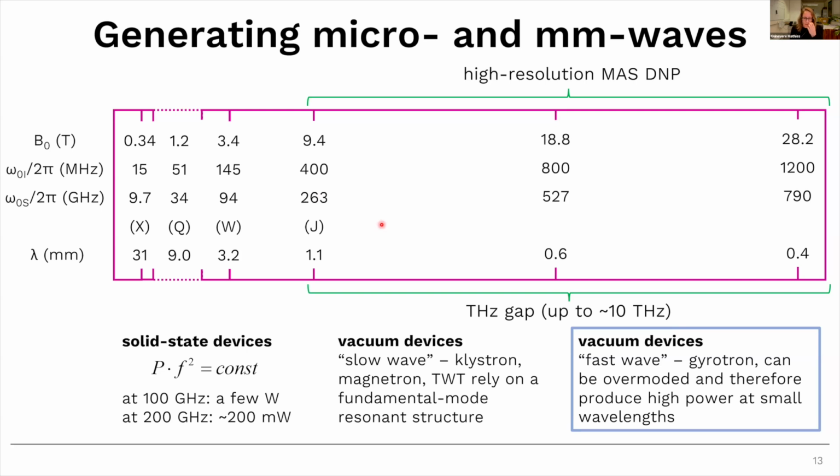However, these devices have a disadvantage, which is that they rely on a fundamental mode resonance structure. At 263 gigahertz, this is a very fine grating that matches the wavelength, which is about 1 millimeter. It's a very fine structure, and that is intrinsically incompatible with generating high power irradiation over a long period of time. So what you typically see is that the quality of this resonance structure degrades and the power output goes down as you use the device more often. So the better solution is to go to a different type of vacuum device, a so-called fast wave device, and a gyrotron is one of those devices. A gyrotron can be overmoded, and therefore it can produce high power at small wavelengths.